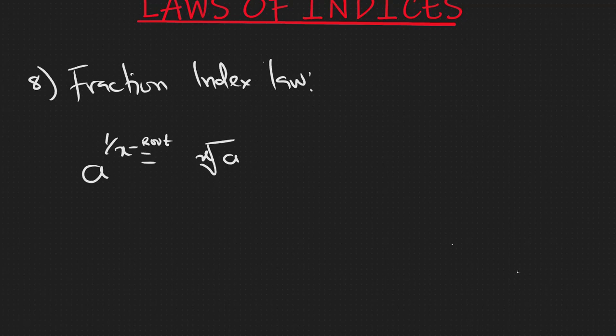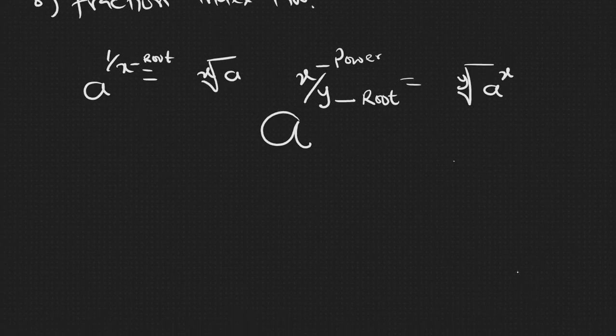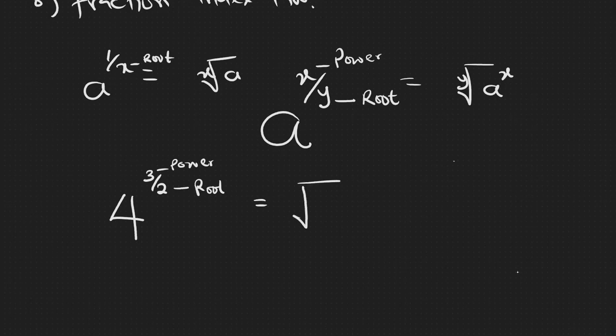So if you have a raised to power x over y, this now will be the root and this one will be the power. So it will now be the y root of a to the power of x. That's the meaning of this law. For example, if we have 4 to the power of 3 over 2, this becomes a root and this becomes a power. So we'll have the square root of 4 to the power of 3. The square root of 4 is 2, to the power of 3, giving you 8.